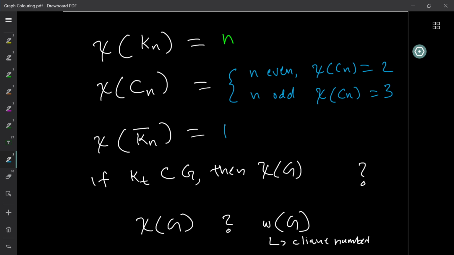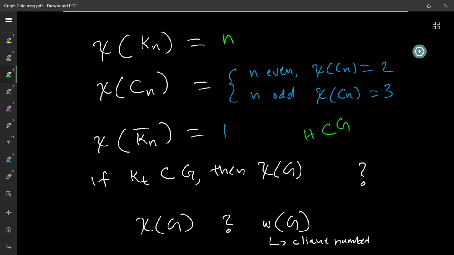Now suppose you have a graph G and a graph H which is a subgraph of G. If H is a subgraph of G, then the relation between the chromatic numbers is that the chromatic number of G is greater than or equal to the chromatic number of H. This is immediate, because suppose the chromatic number of G is some number, then you can give a coloring to the vertices of G, in which adjacent vertices get distinct colors, using that many colors.